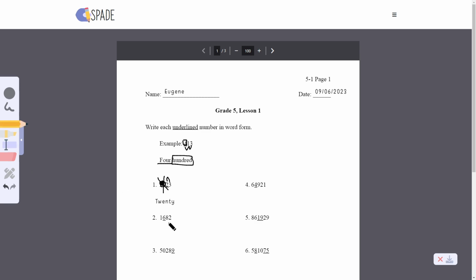Number 2, from ones to tens and from tens to hundreds. You don't need to count the 1 because it's not underlined. After you get to the underlined number, you can stop counting, remember? 6 in the 100 spots will be 600.